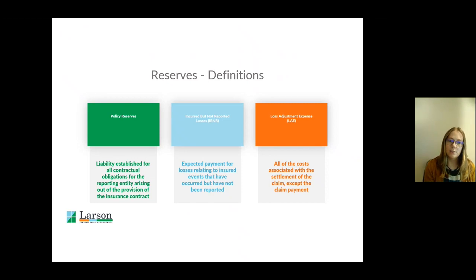Next are loss adjustment expenses, or LAE. So all the costs associated with the settlement of the claim except the claim payment. So this includes adjusters or litigations, everything except the actual payment of the claim.